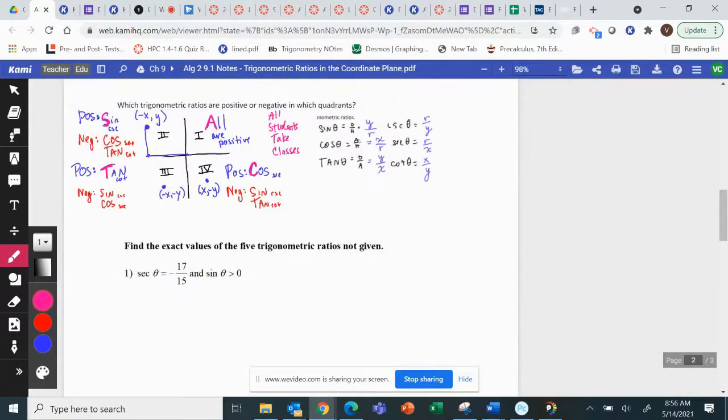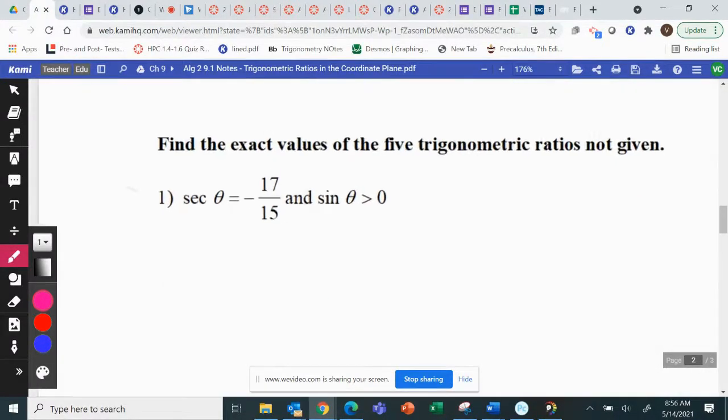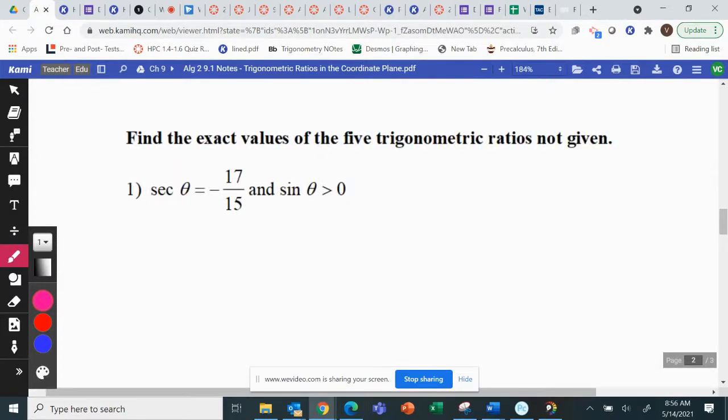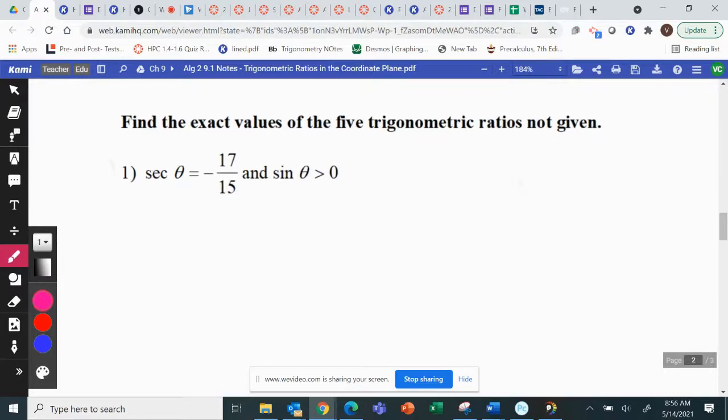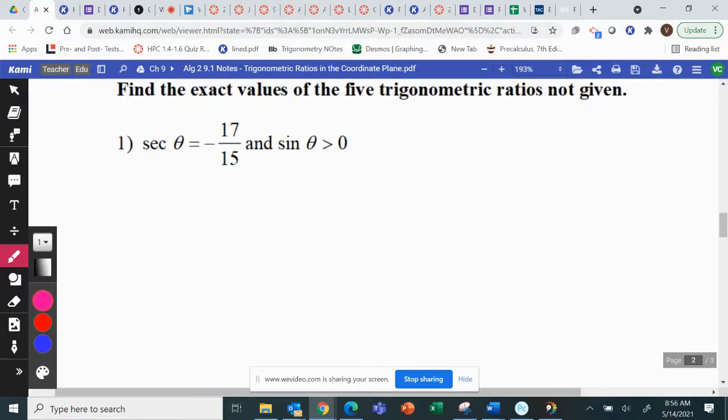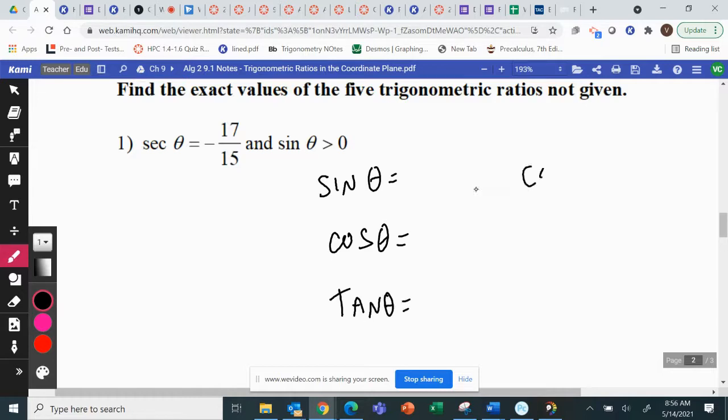But the reason why I wanted to go over that is there's just a couple questions that are find the exact values of the 5 trigonometric ratios not given. And then what they've done is they've given you one of the ratios. So we're going to find all of them. They've given us one. So we're going to find sine, cosine, tangent, cosecant, secant, cotangent.